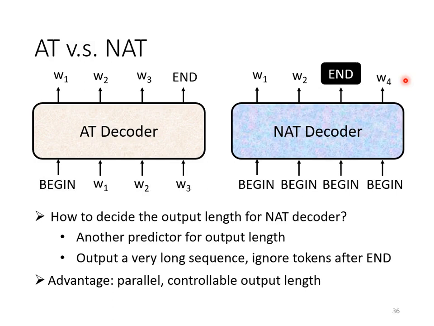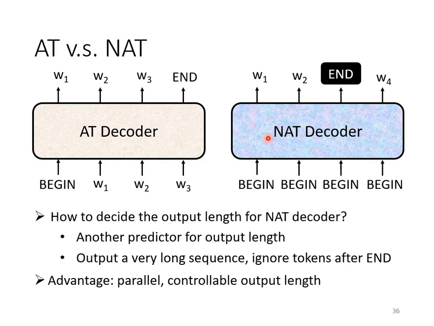What are the benefits of the NAT decoder? The first benefit is parallelization. For the AT decoder, it outputs tokens one by one. Suppose you want to generate a sentence with 100 words. You need to decode 100 times. But this is not the case for the NAT decoder. Regardless of the length, it generates a whole sentence in one step. So, the NAT decoder is much faster than the AT decoder.